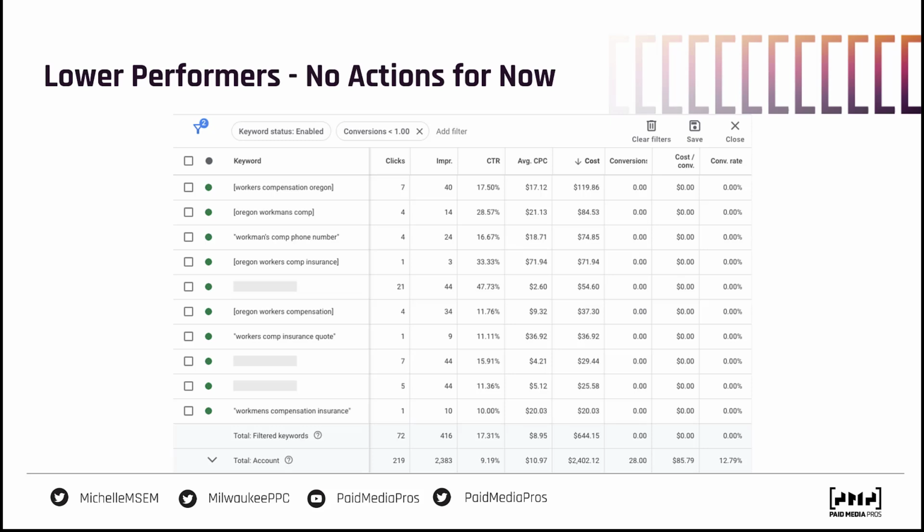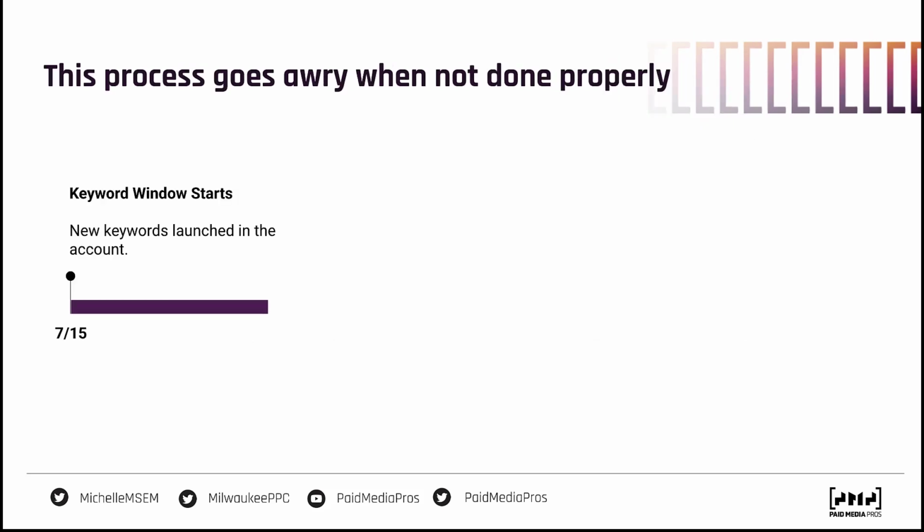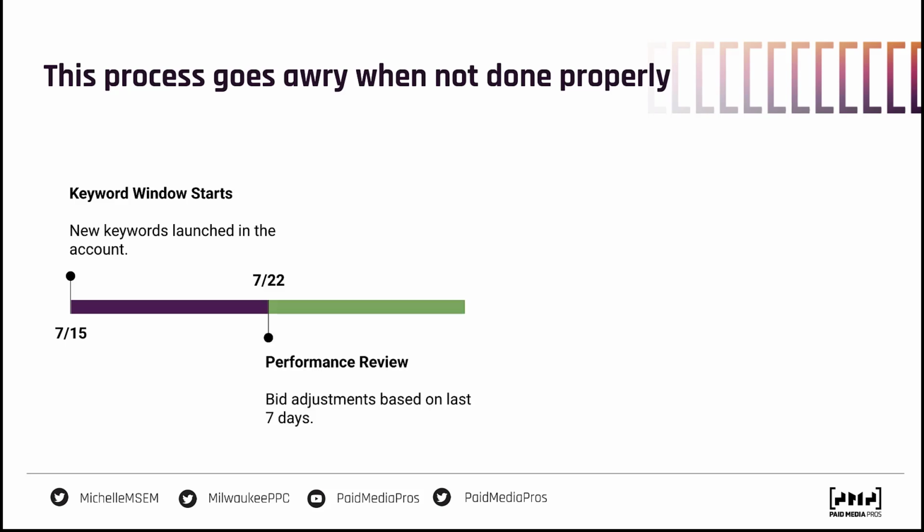Now, these changes seem really easy. Seems like you got a good handle on the weekly changes, right? But this process can go awry pretty easily, and we do see this happen quite a bit when we start to coach folks on how to do regular manual bid changes. Let's take an example time frame. Let's say that on July 15th, you launched new keywords in an account. After a week, you did your weekly performance review. You did a good job. You checked in. You made adjustments based on the time that those keywords were active.